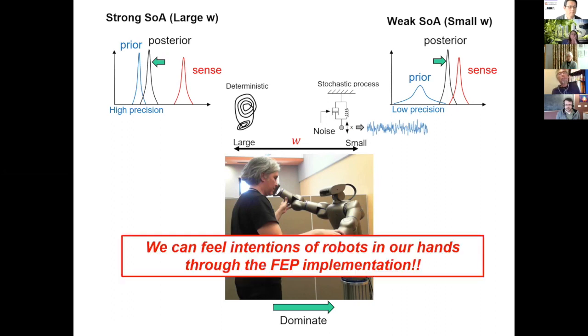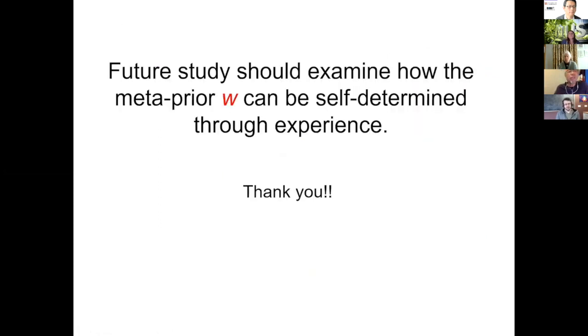So the point is that we can feel the intention of the robots in our hands by means of embodied interaction through the FEP, free energy principle, implementation. The future study should examine how the meta-prior W can be self-determined through experience.